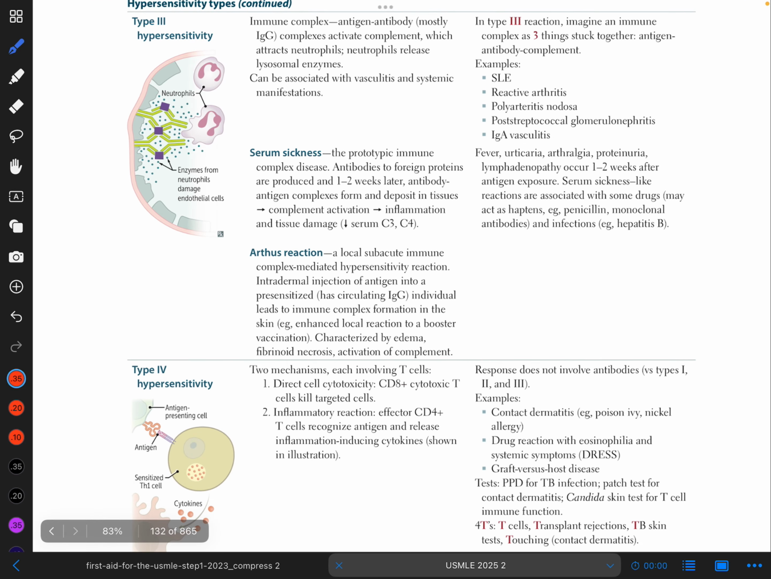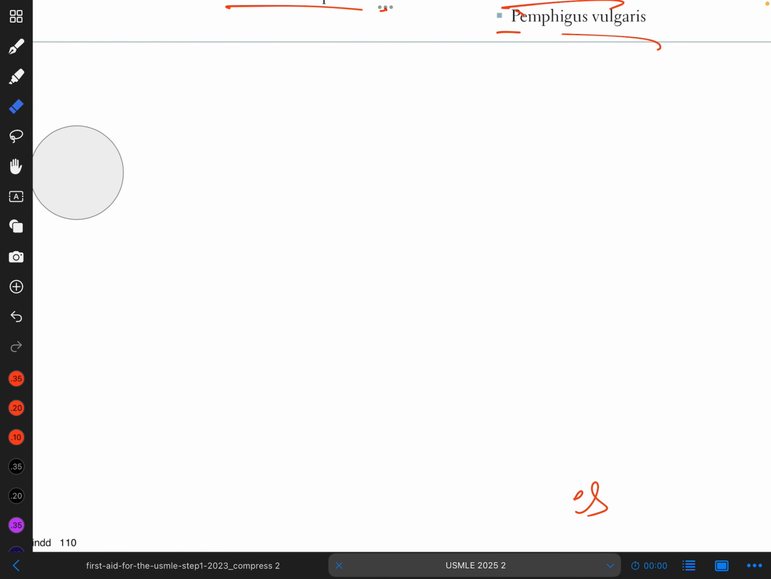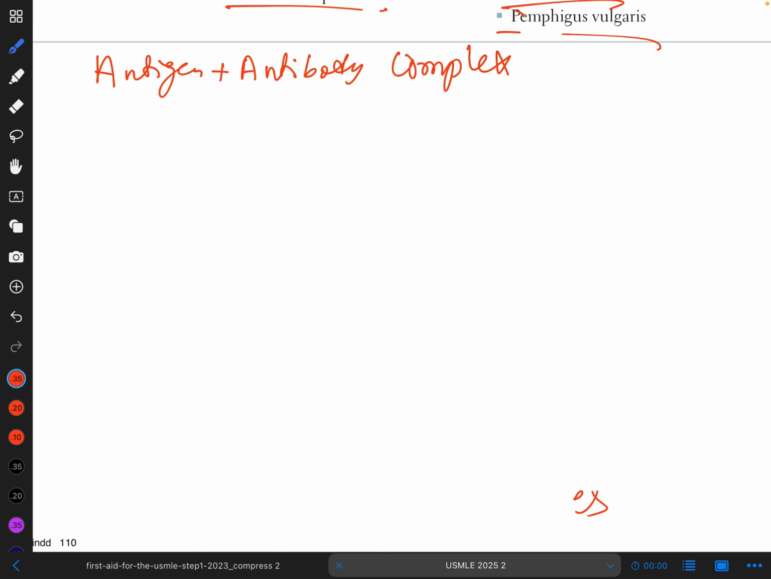Now we talk about type 3 hypersensitivity reaction. These involve antigen-antibody complexes. The antigen plus antibody complex will form, and they will deposit in different structures and activate the complement system, and that causes cell destruction.